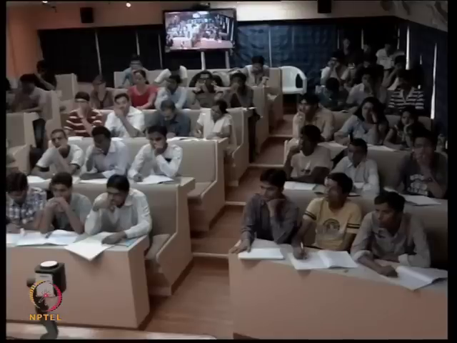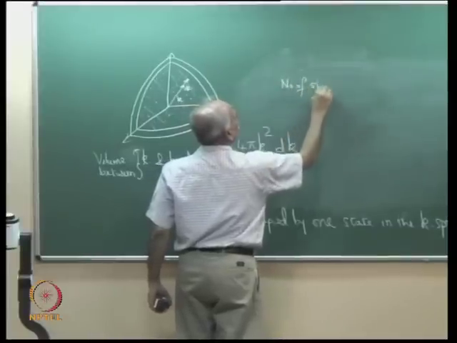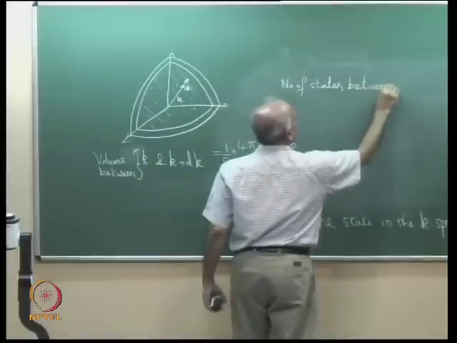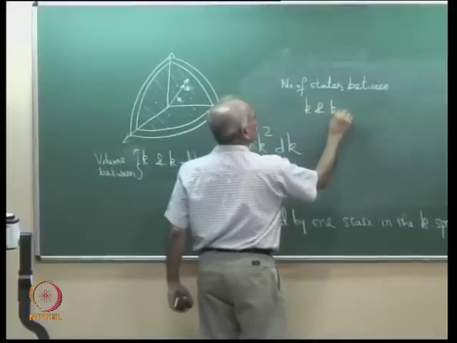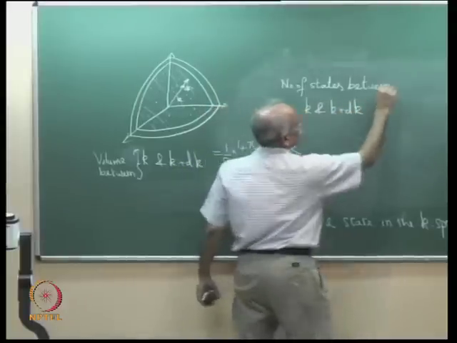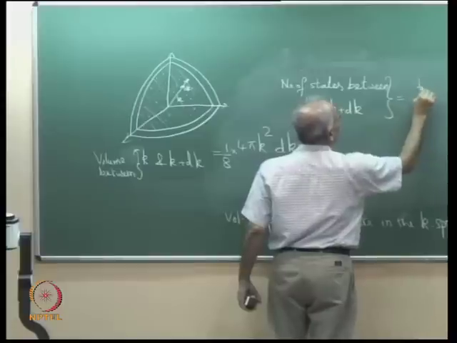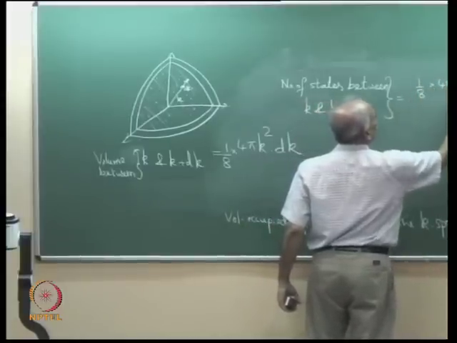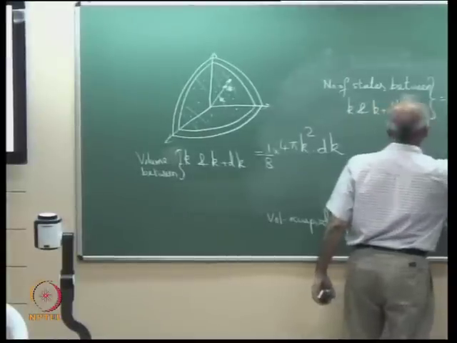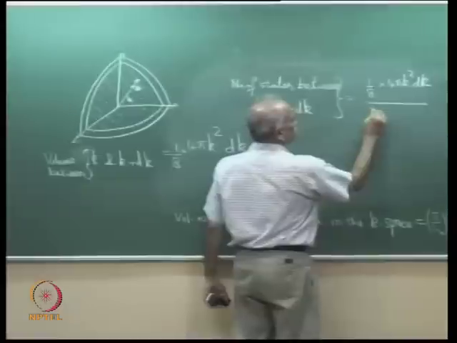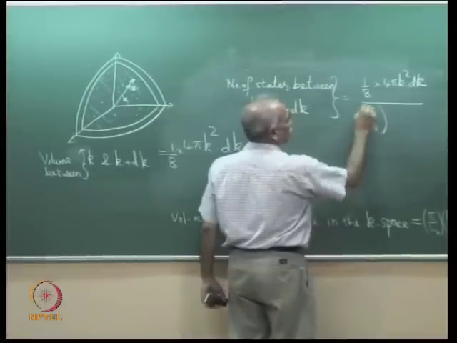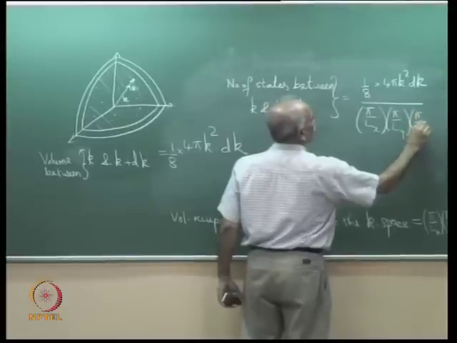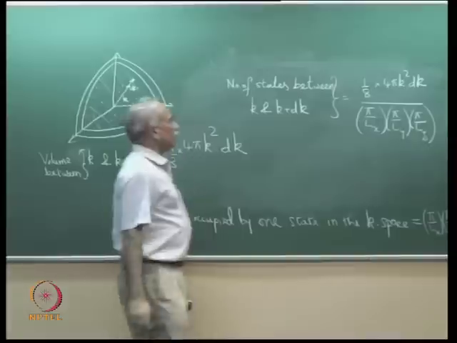So the number of states between K and K plus dk is equal to 1/8 into 4 pi K square dk divided by the volume occupied by one state, that is pi by Lx into pi by Ly into pi by Lz. This gives me the number of states.